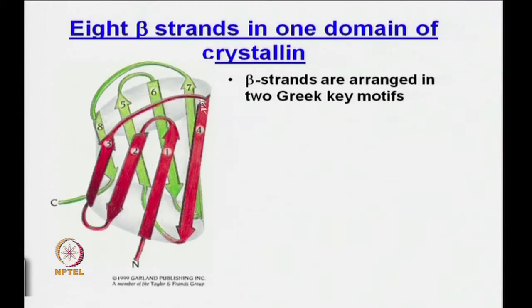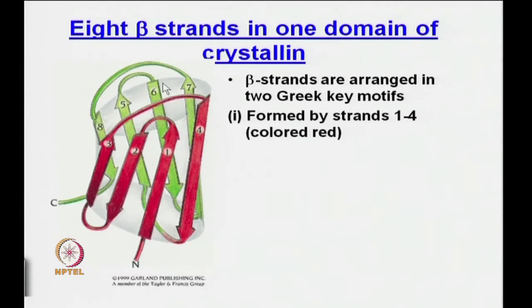This is 2 Greek key motifs, you can see this is one Greek key motif and the green one is the other Greek key motif. So, that is what it says. It is formed by strands 1 to 4 colored in red.